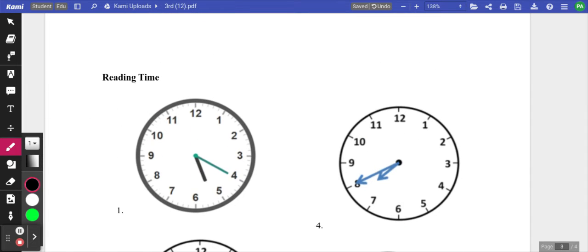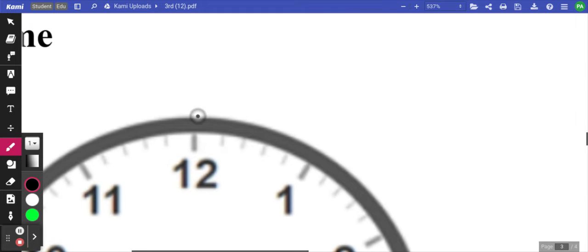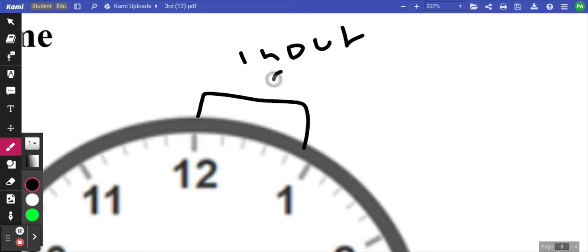Next is reading time. So as always, remember, the numbers itself does represent the hours, but between these hours, not only is it 1 hour, but it is also 5 minutes.